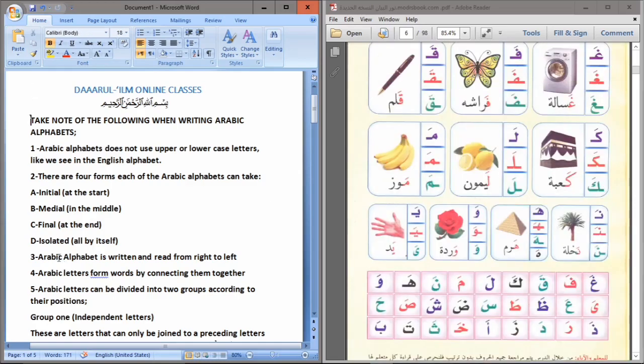3 is that the Arabic alphabet is written and read from right to left, unlike the English, which is written from left to right. As you can see here, when I wrote this Bismillah ar-Rahman ar-Rahim, I started from here, so it goes this way, from right to left. But unlike the English, it started from the left, then moved on to the right.